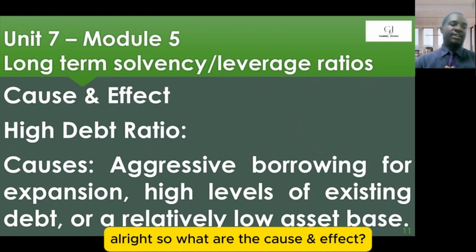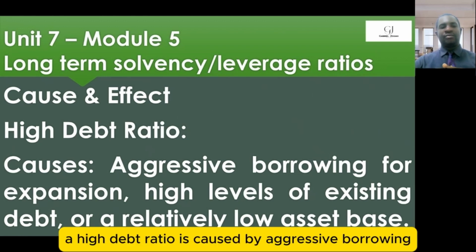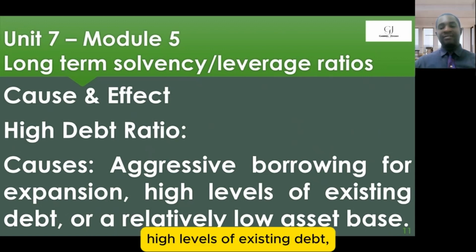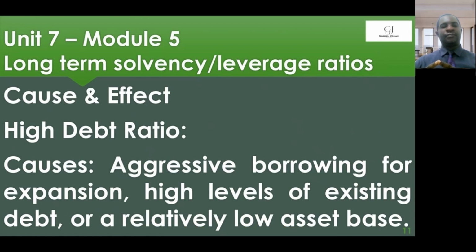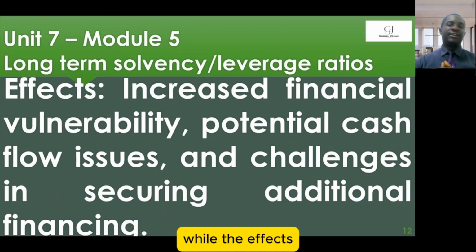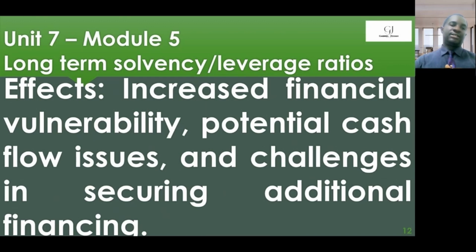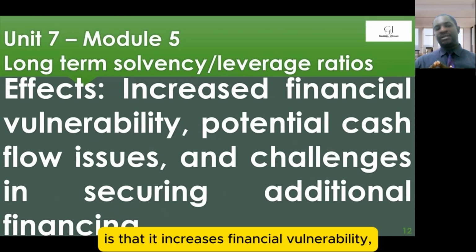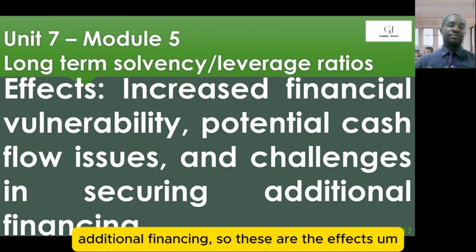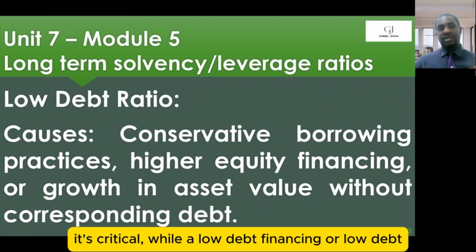All right, so what are the cause and effect? A high debt ratio is caused by aggressive borrowing for expansion, which is key to foster growth, high levels of existing debt, or a relatively low asset base. While the effects are that it increases financial vulnerability, potential cash flow issues, and challenges in securing additional financing. So these are the effects, it's critical.